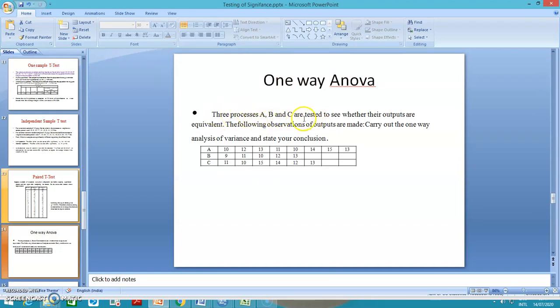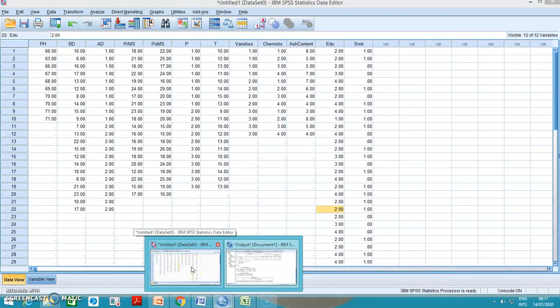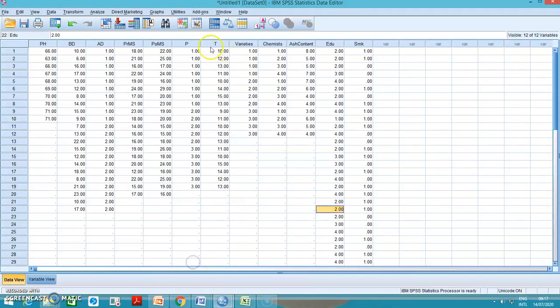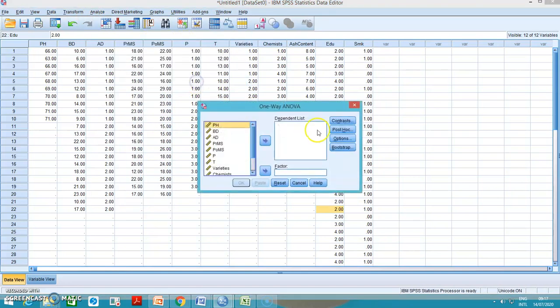Three processes A, B, C are tested to see whether their outputs are equivalent or not. So the processes are given here, and we will see whether their outputs are equivalent or not. Here we have the processes and their particular treatments. So here go to Analyze, go to Compare Means, and you have one-way analysis of variance.